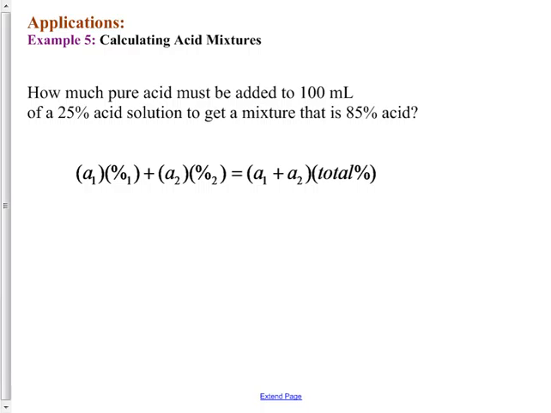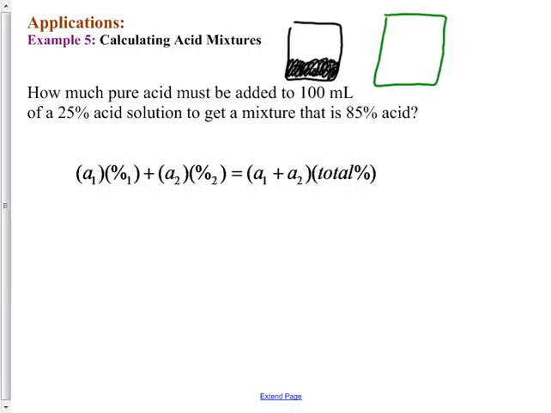All right. How much pure acid must be added to 100 milliliters of 25% acid to get a mixture that is 85% acid? Let's make sure you get what I'm talking about here. You've got one vial that's pure acid. We'll make it black, like really dense acid, although acid is usually clear, I suppose. And then this other acid is kind of weak. It's 25% acid. So here's a vial with that kind of acid in it.